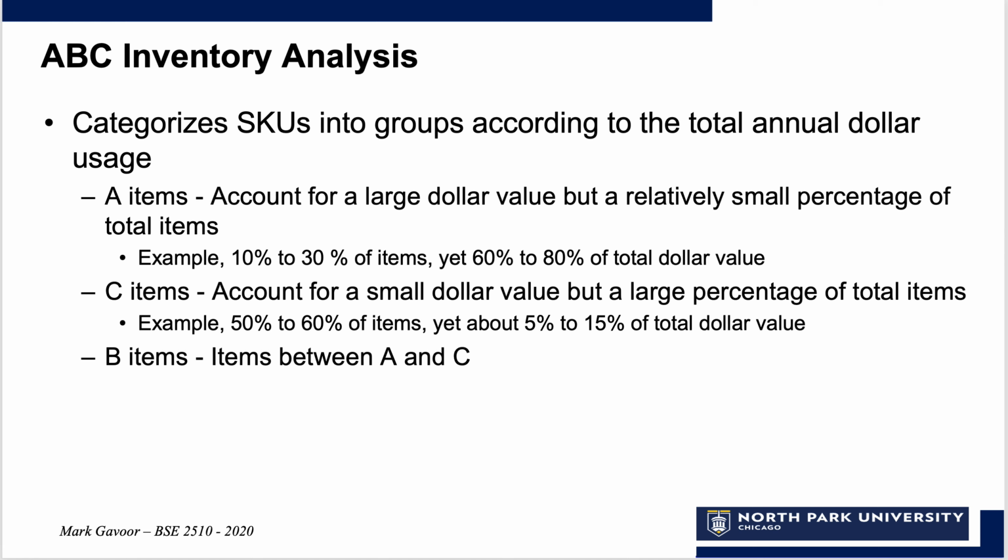C items account for the small dollar value, but a large percentage of total items. And this is so true in consumer goods, almost across the board. They're probably 50, 60, 70% of the items, yet only make up 5 to 15% of the dollar value. So companies I've been with, A items are the top, if you rank order your sales from highest to lowest of items that you sell. The top 80% are your A items. The bottom 5% are your C items. And the middle 15 that aren't A and aren't C are your B items.